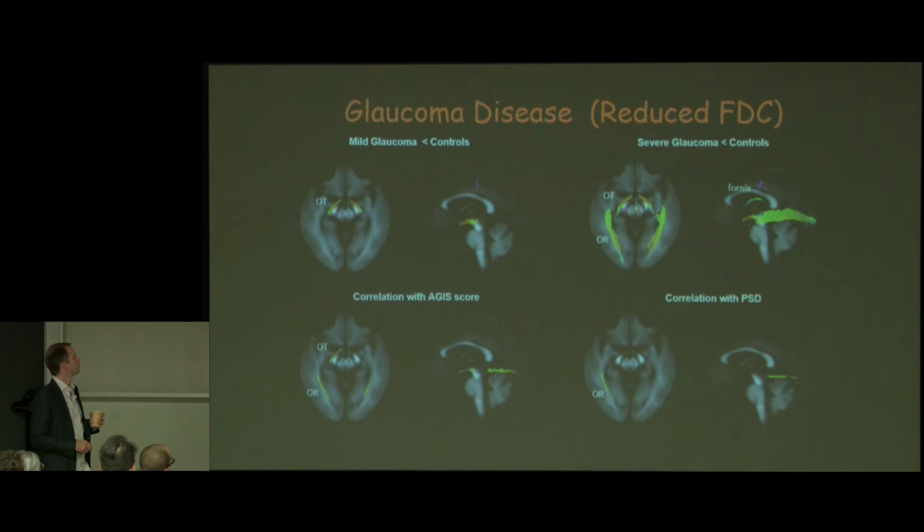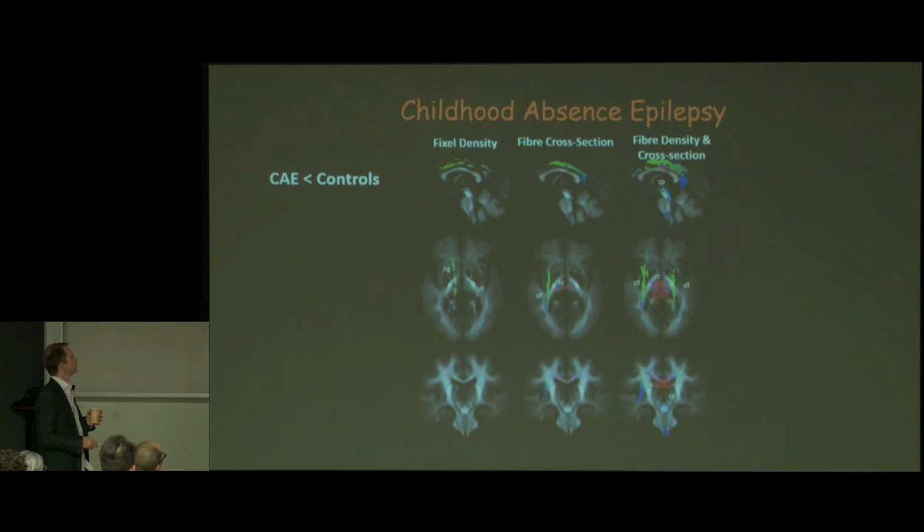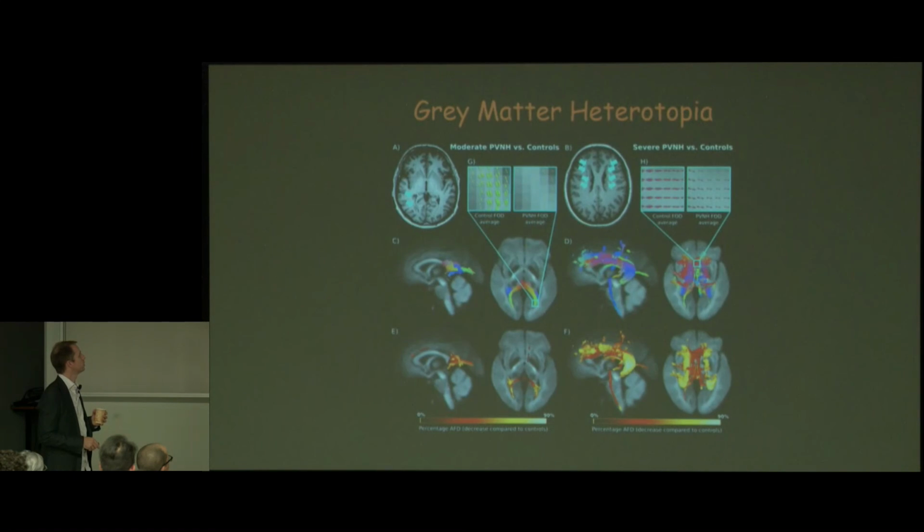Glaucoma, so that's affecting the optic visual system. You do this exact same analysis, mild glaucoma versus controls, optic tract and optic radiations coming out, and stronger again in the severe cases. And a different type of epilepsy, childhood absence, again, quite extensive changes. I'm not going to dwell on that too much. Periventricular nodular heterotopia, this is where you get nodules lining the ventricles, and you get moderate cases and severe cases showing isolated changes versus more extensive changes.